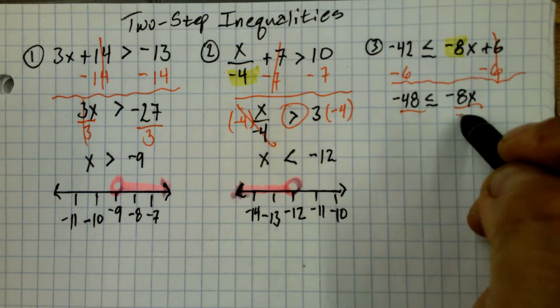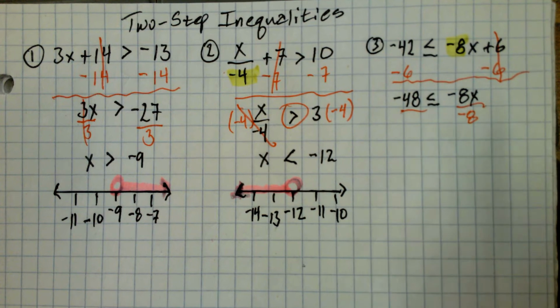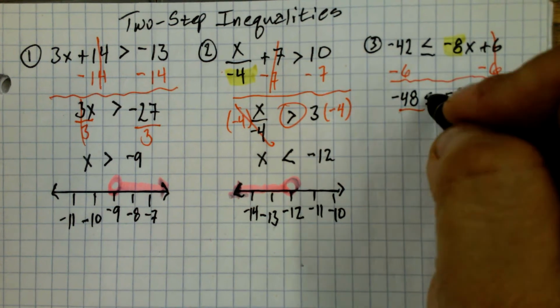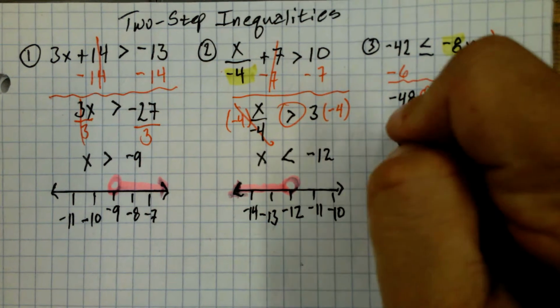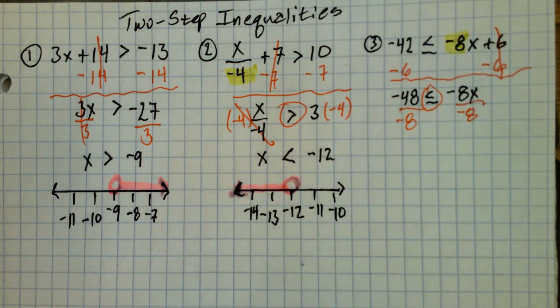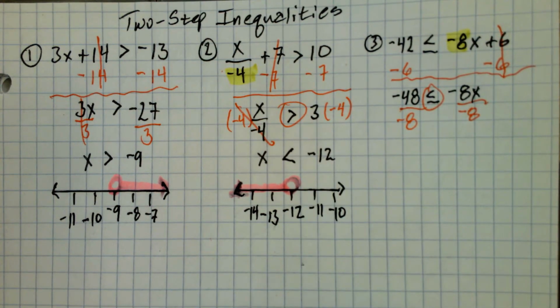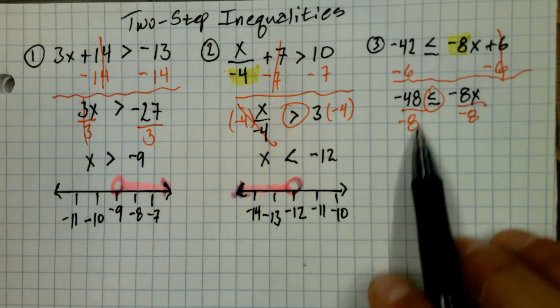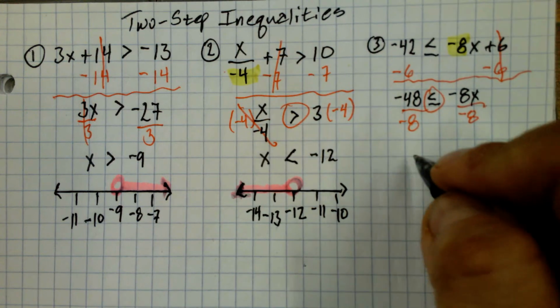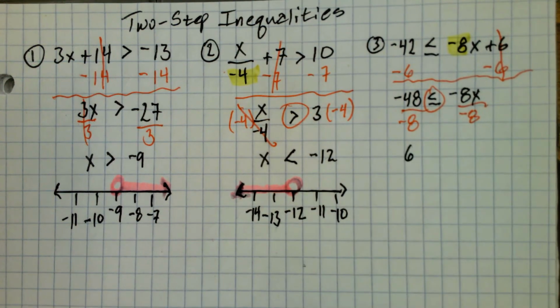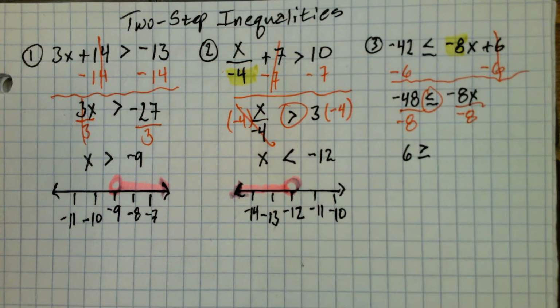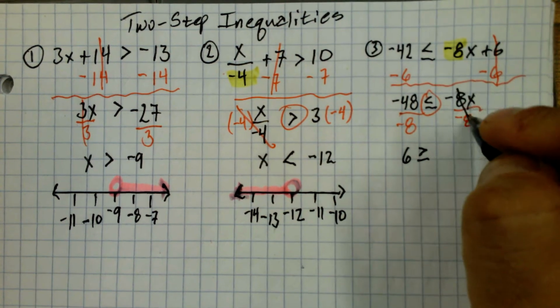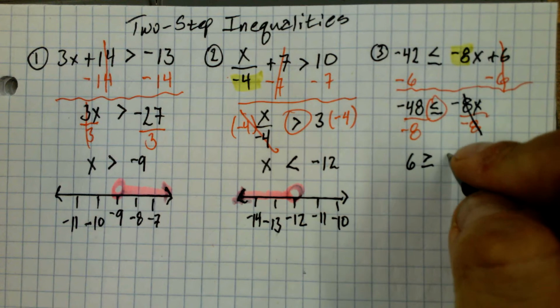by negative 8. The moment you know you're dividing or multiplying by a negative, circle the inequality, because you're going to have to flip it. So that's my visual cue. I got to flip that inequality on the next step. But now I'm going to do negative 48 divided by negative 8. That's going to be positive 6. This has to go to greater than or equal to. And of course, these cancel, leaving just x.